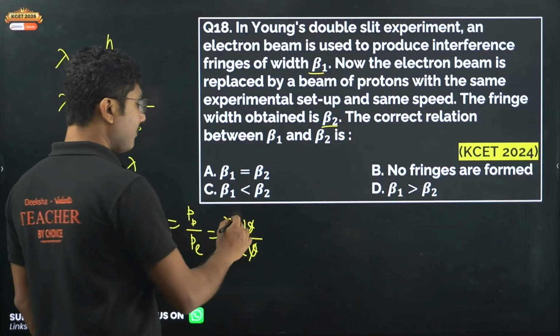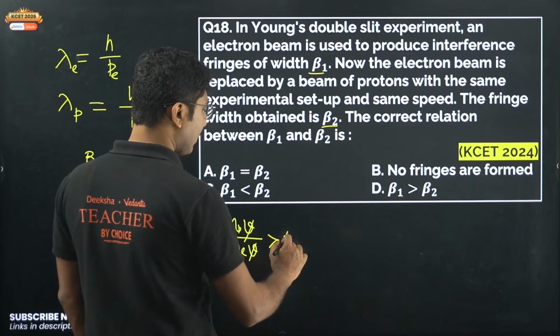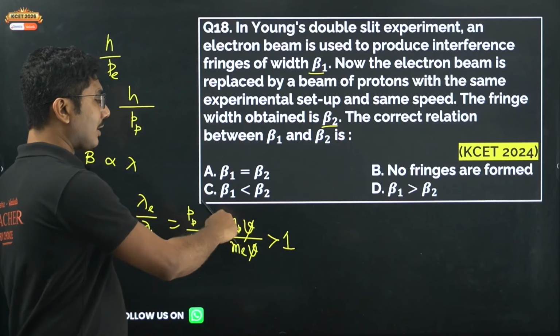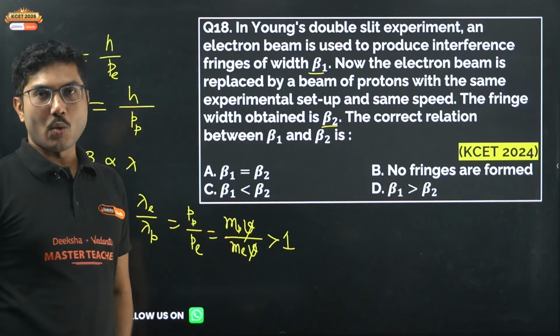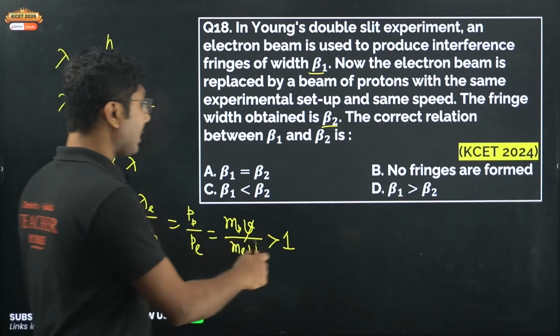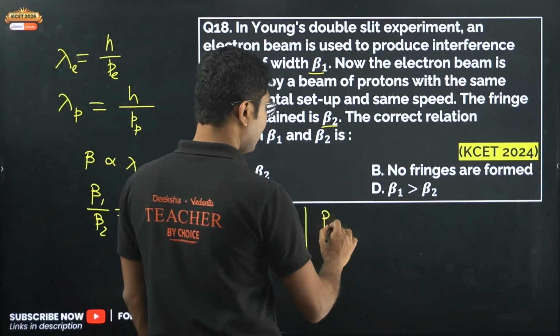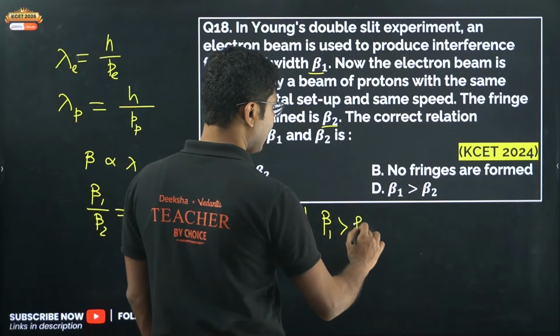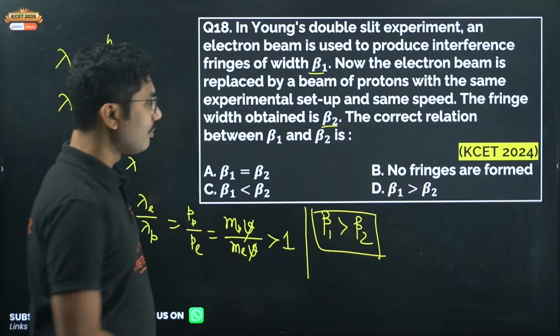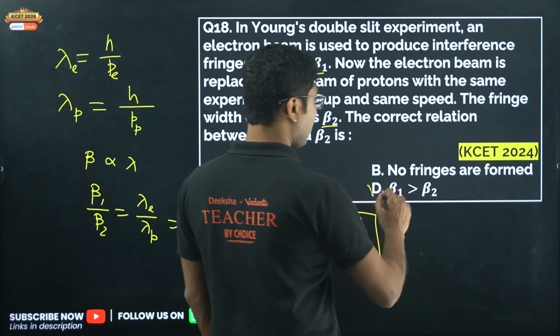So that means this quantity is greater than 1. So this is say 1000, this is say 1. So 1000 by 1 is definitely greater than 1. So from there we can say that beta 1 must be greater than beta 2. Okay, so beta 1 must be greater than beta 2. So correct answer option D.